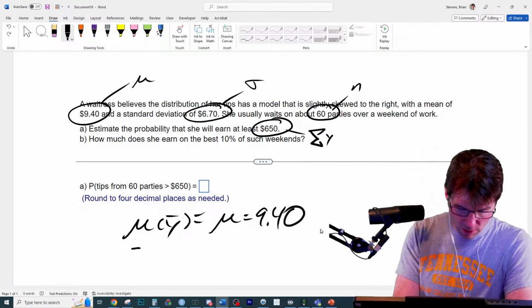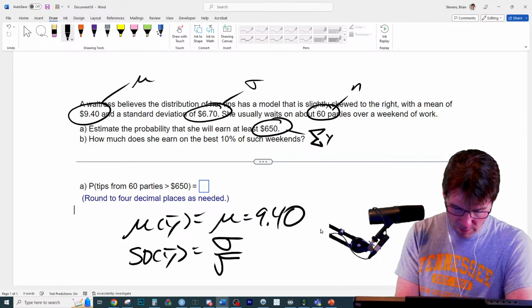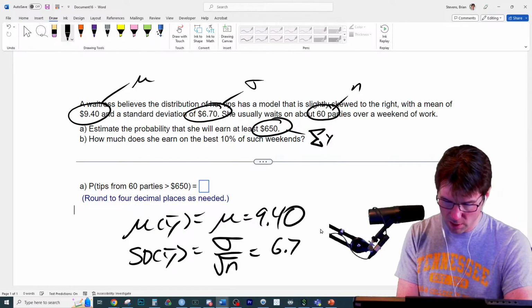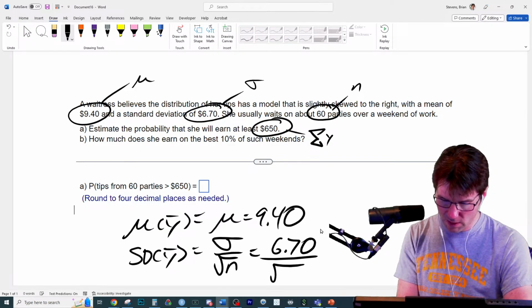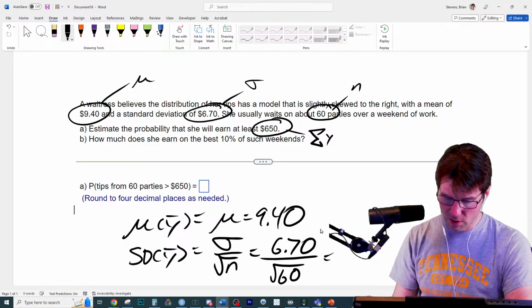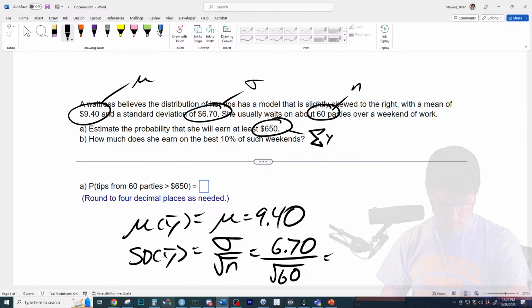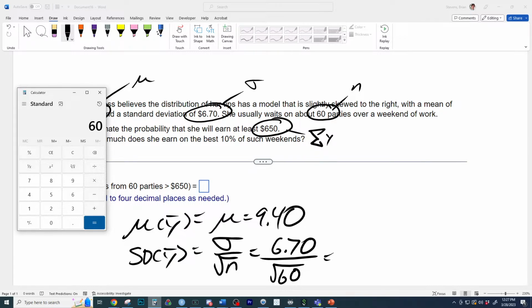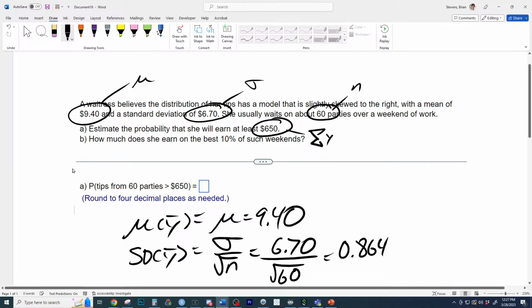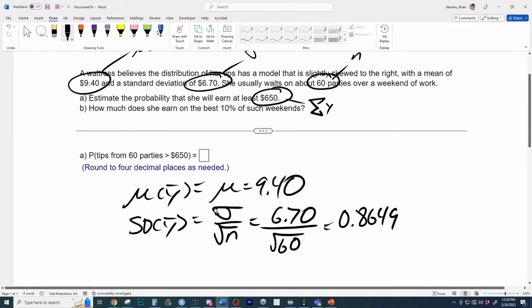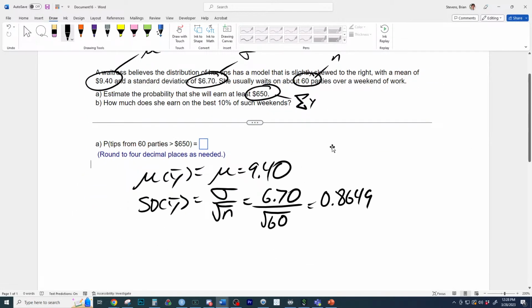The standard deviation is going to be sigma over square root of n, which is their original standard deviation over square root of 60. And so then we solve this out. There we go. And that's the new standard deviation. But think about this. And Sloan's already got right there.